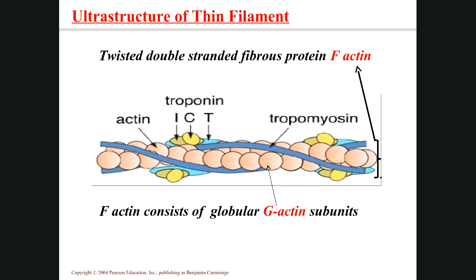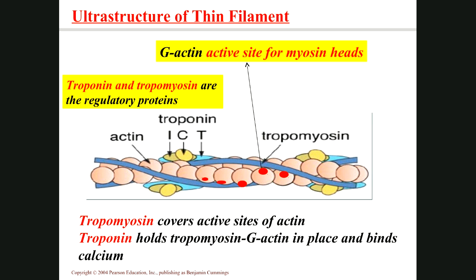And again, this is looking at the thin filament and what it's made of. There's the G-actin, which when it combines with other G-actins will make up the F-actin. This is tropomyosin, and this is troponin, which is the calcium binding. Definitely know all of these proteins: tropomyosin, troponin, actin, G-actin, F-actin, myosin.